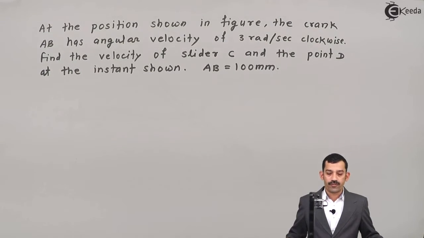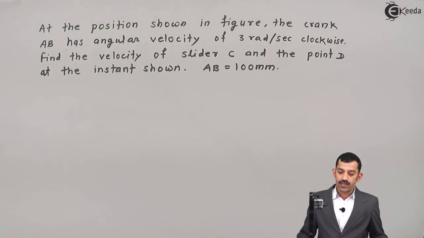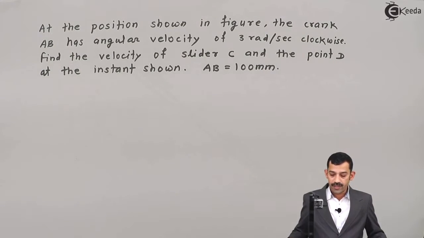Friends, we'll solve a problem on kinematics of rigid body. Let's see what is given in this problem. At the position shown in figure, the crank AB has angular velocity of 3 radians per second clockwise. Find the velocity of slider C and the point D at the instant shown. Length AB equal to 100 millimeter.